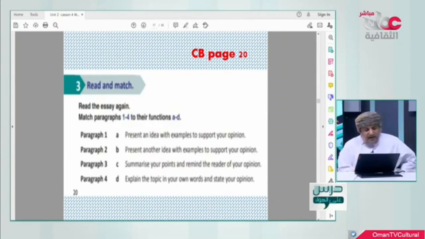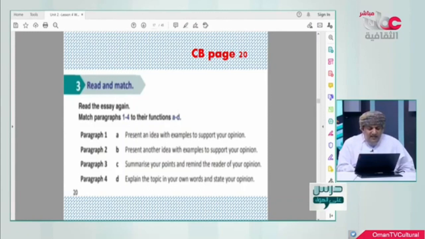Number D, explain the topic in your own words and state your opinion. Do you remember the first game that we have learned maybe 10 minutes before? To present an idea with an example to support the reader, is it introduction, conclusion, or main body? Yes, it's from the main body, the first paragraph of the main body. So it is with number 2.